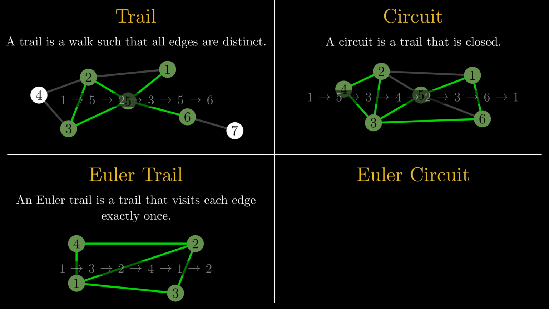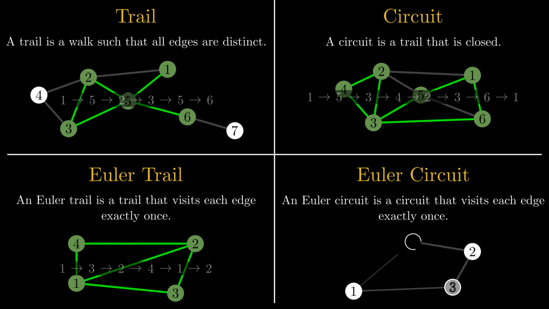These definitions are unfortunately not always consistent. If you hear people talking about an Euler path, it's very likely that they mean an Euler trail, as the term Euler path has become established. And now the last definition, the definition of an Euler circuit. An Euler circuit is a circuit that visits each edge in the graph exactly once.